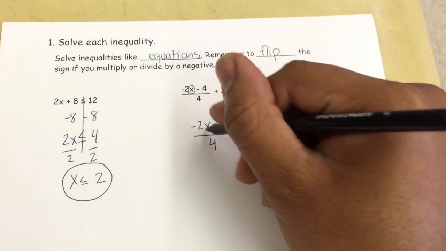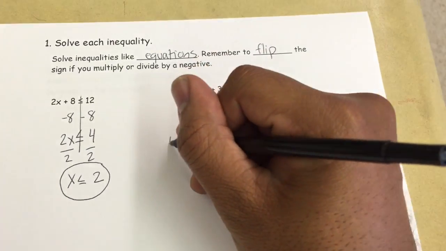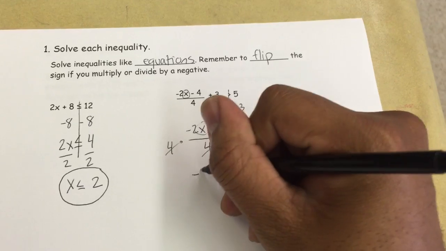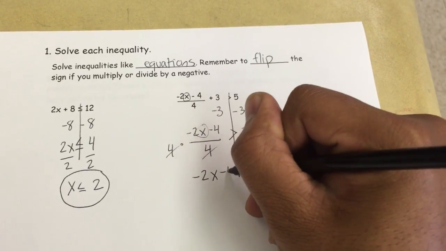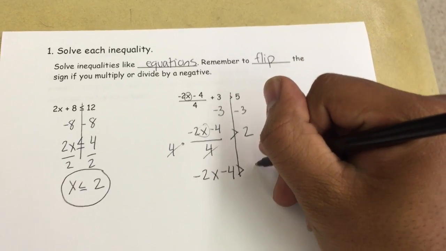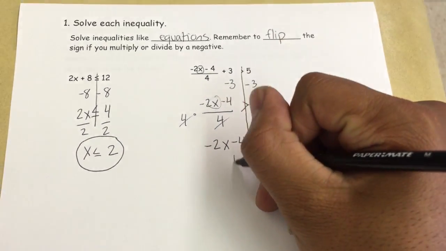Okay? So remember, we're trying to get to the x. The next thing that's stopping us is this 4, so we're going to multiply both sides by 4. So -2x minus 4 is greater than 4 times 2, which is 8. Okay? And then our next step, we're going to add 4.